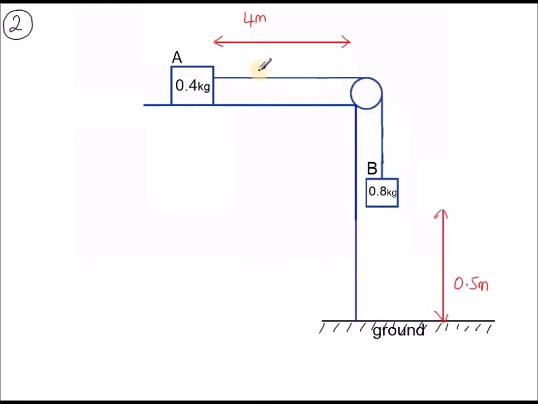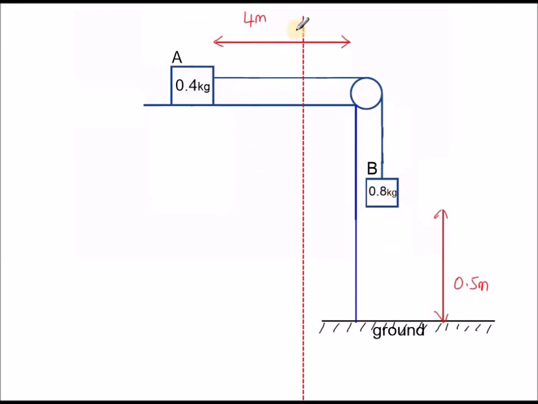The tension in the string here and here is the same. There is friction between block A and the surface. When this system is released, so initially everything is at rest, B will accelerate towards the ground. Because the string is tight, block A and B experience the same magnitude of acceleration.